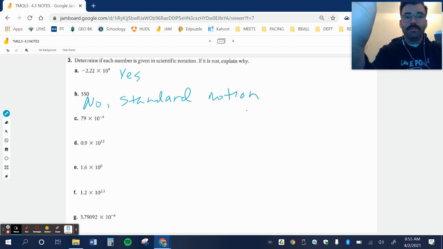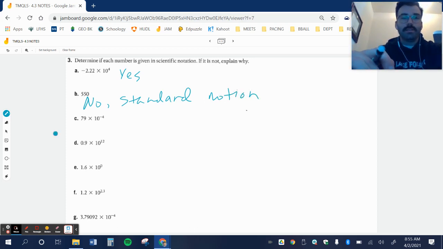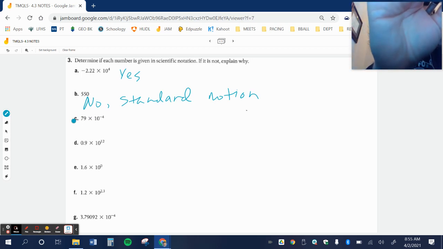This one, 550, just like this. No, this is not. Yep, this is standard. Standard notation is just the integers that we're used to seeing. Okay, that's what it is. 79 times 10 to the negative 4. That's pretty close, but since this is 79, not 7.9, this is a no.